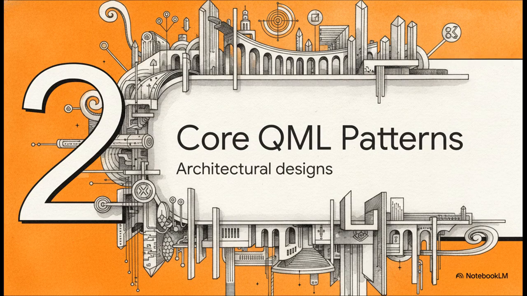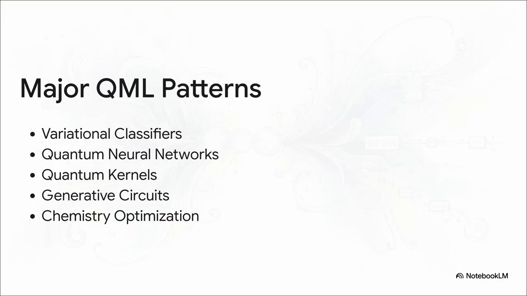Moving on to Section 2, the core QML patterns. Let's look at the architectural designs folks are actually testing out in the wild. Right now, the field is playing around with a few major families of quantum models. We're seeing things like variational classifiers and quantum neural networks, alongside quantum kernels, generative or sampling-oriented circuits, and quantum chemistry optimization models. Now, they all have different names and they tackle different kinds of data, but here's the secret. They literally all rely on the exact same underlying mechanism. They are all using a classical optimizer to train a parameterized quantum circuit.